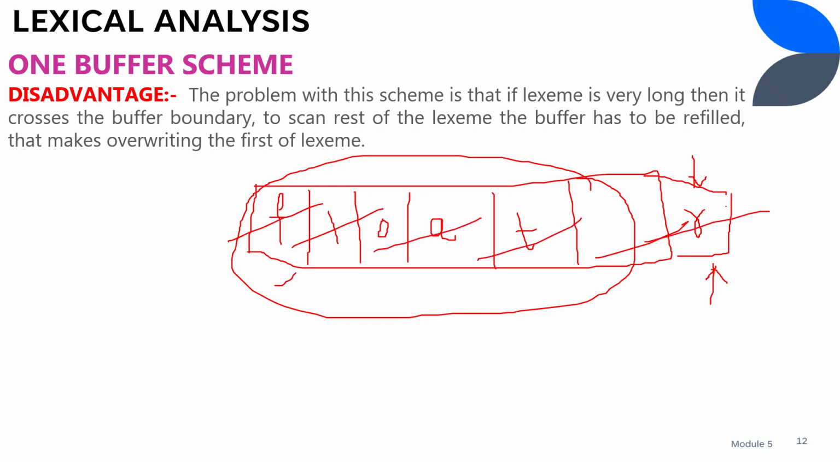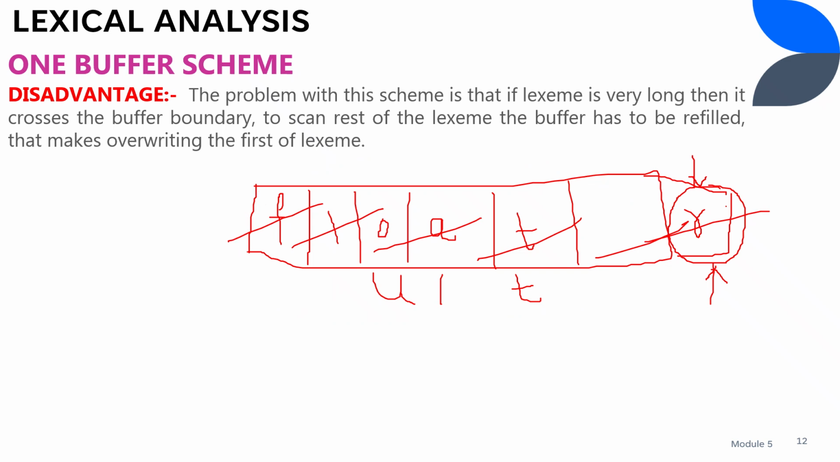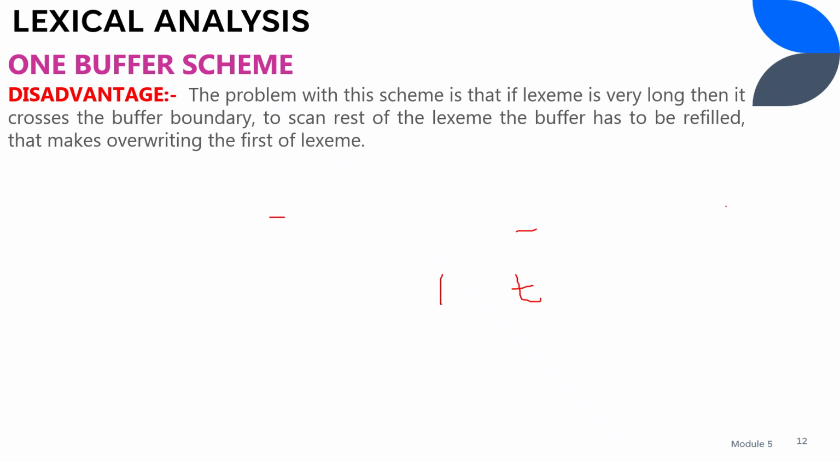And what will be stored in the buffer is E, S, U, L, T. The lexical analyzer has no way to remember the last character. It will never remember that it had read R before the buffer was refilled. Hence, everything is overwritten. That means it won't be able to identify the correct lexeme, which was result. So this is the problem with the one buffer scheme.